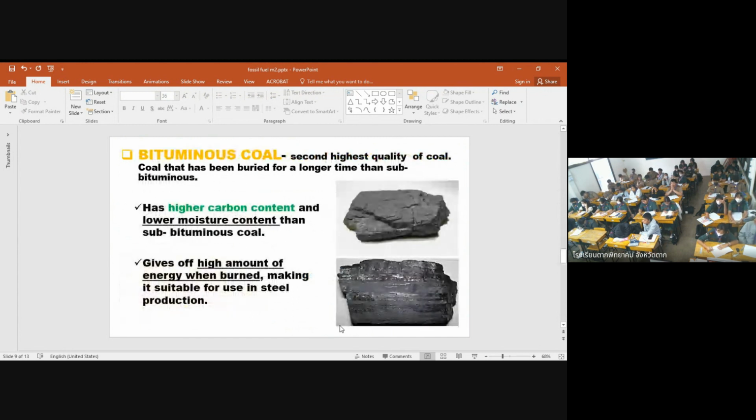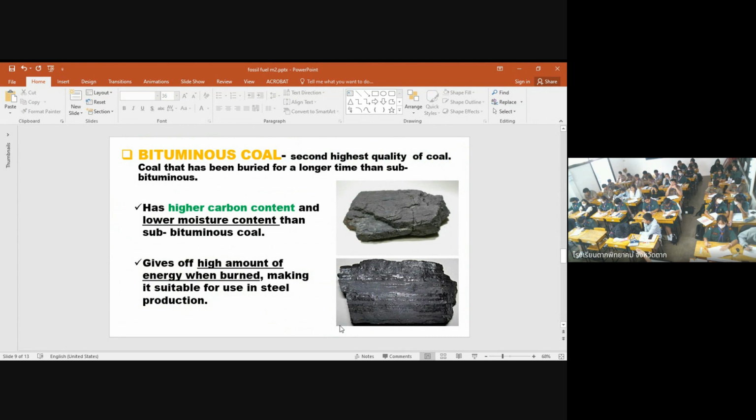Number four, we have your bituminous coal. This is the second highest quality of coal. It has been buried for a longer time than sub-bituminous, so it has a higher carbon content and lower moisture content. The higher the carbon, the lower the moisture. It gives a high amount of energy when it's burned.